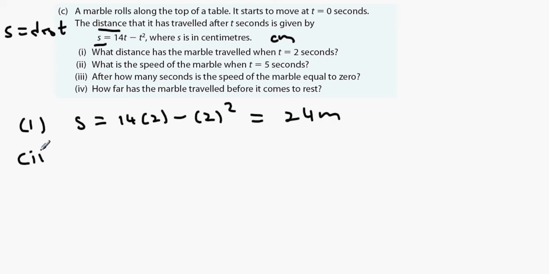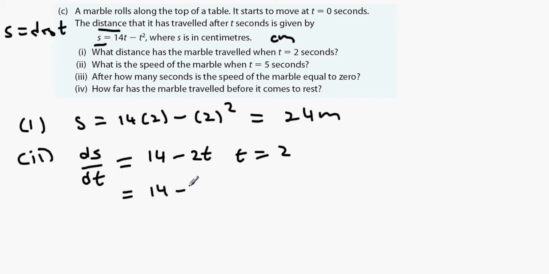Part 2. What is the speed? Speed is the first derivative, ds dt. Okay, so speed is ds dt, which means we need to differentiate this. Differentiate 14t, you get 14. Differentiate t squared, you get minus 2t. And then we have to figure this out when t equals 2. So let's put in t equals 2. You get 14 minus 2 times 2, which gives you 14 minus 4, which is 10. 10 meters per second. Okay?